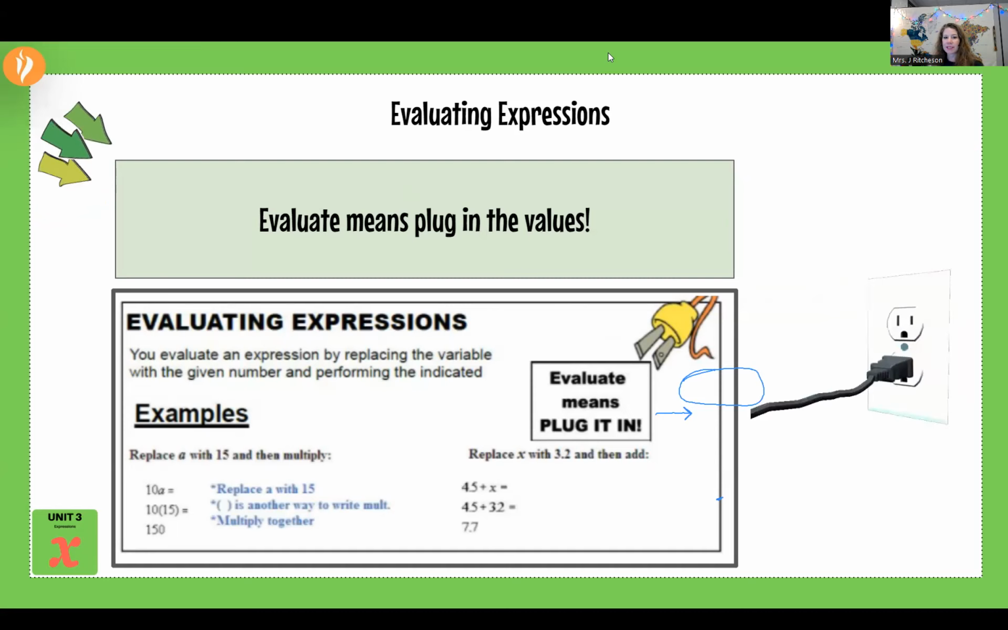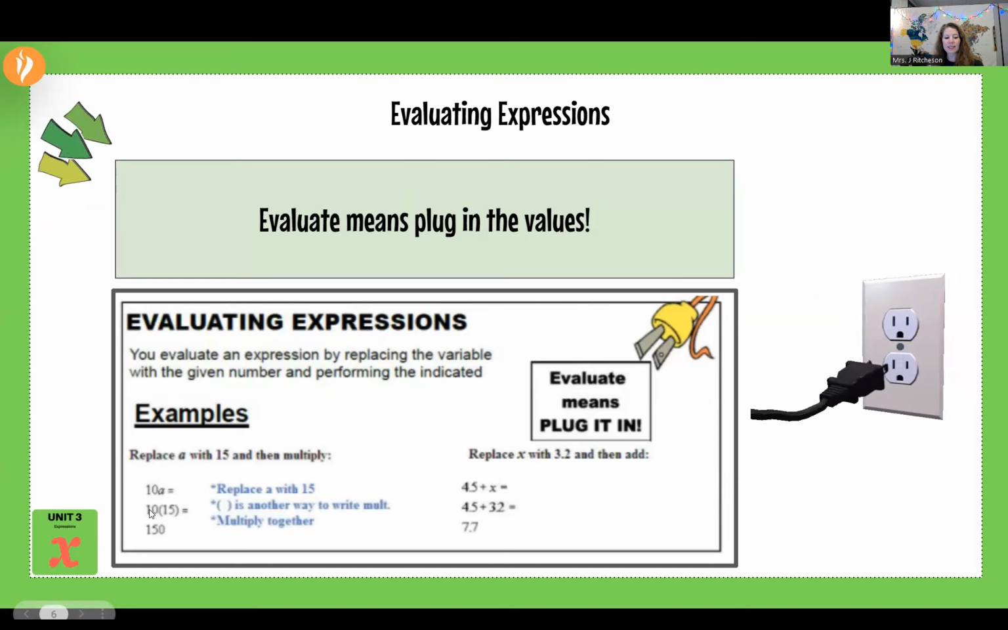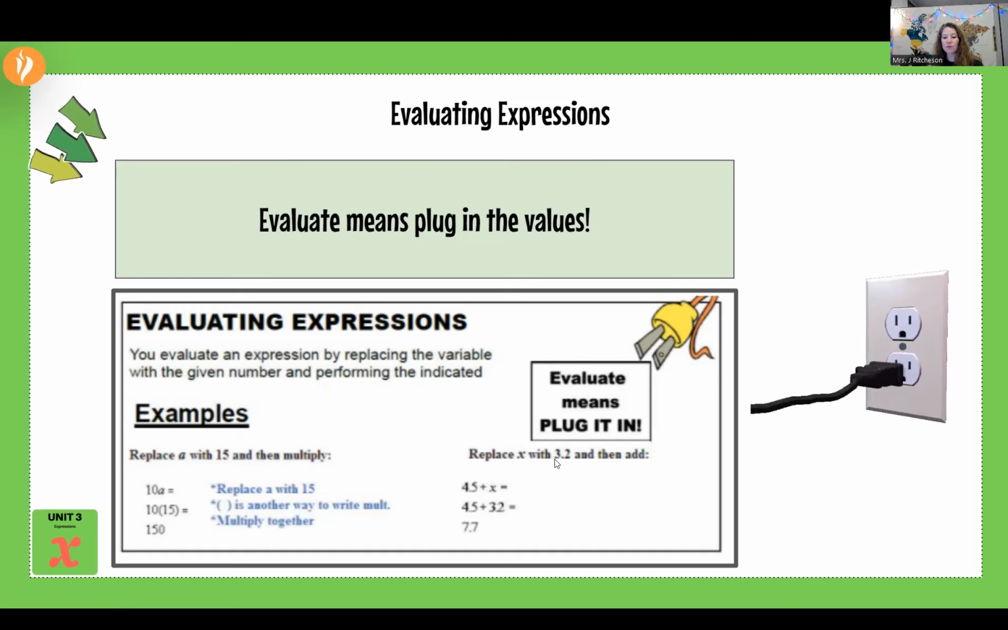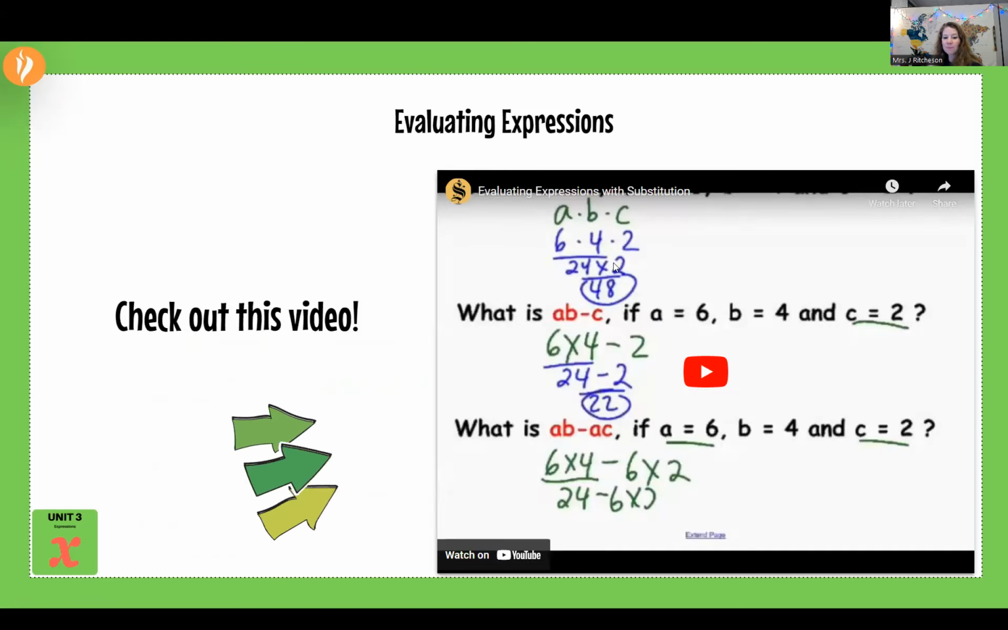A lot of times in math, we say plug and chug. That's what we're doing, plug and chug. So if we have 10a and they tell us to replace the a with a 15, we'd simply multiply 10 times 15 and get 150. The second example tells us that x is equal to 3.2. We're plugging in 3.2 for x in this expression, and then we can evaluate it and get a value of 7.7. If you need some more examples, please go to the slide deck and watch this video.